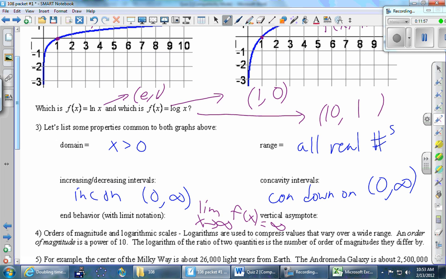Why doesn't it make sense to do the limit as x goes to negative infinity? There's no graph out there, right? So we don't even put the other one. And then finally, the vertical asymptote, what is it? It's x equals 0, right? It's the y-axis. And so we can just say x equals 0 or the y-axis. That's the vertical asymptote. It's very close to, but never touches.